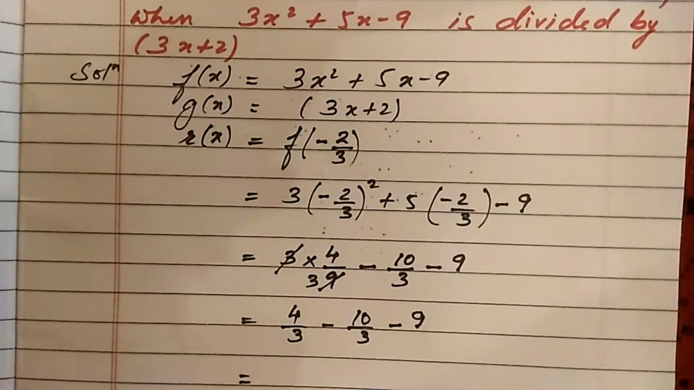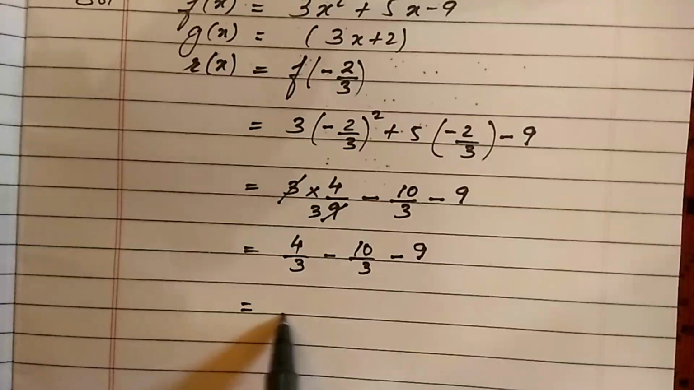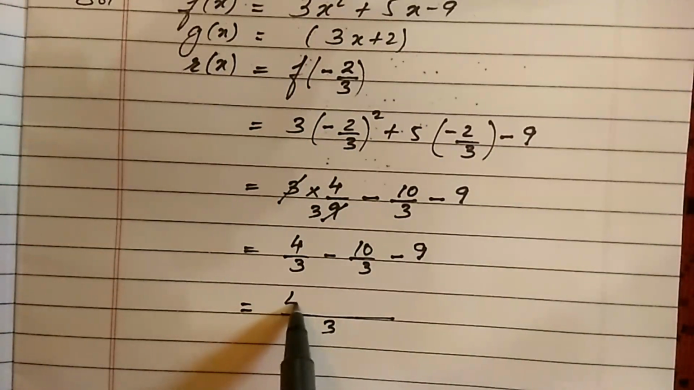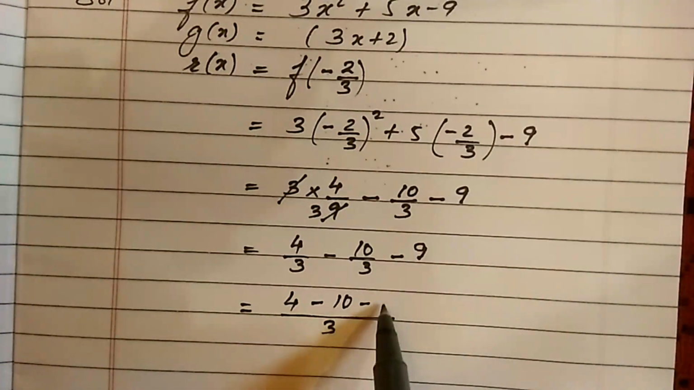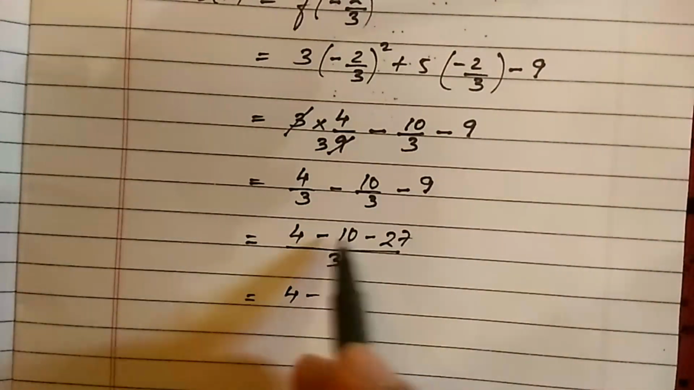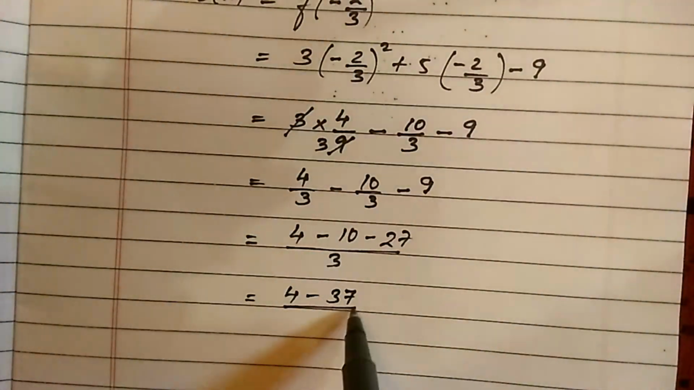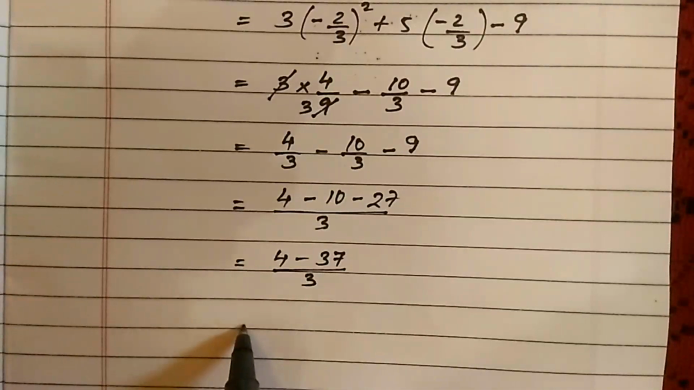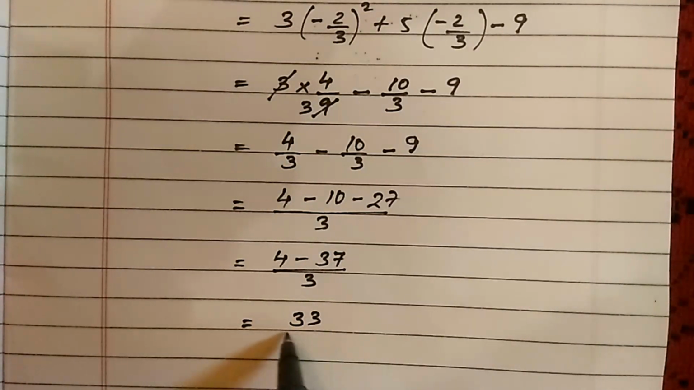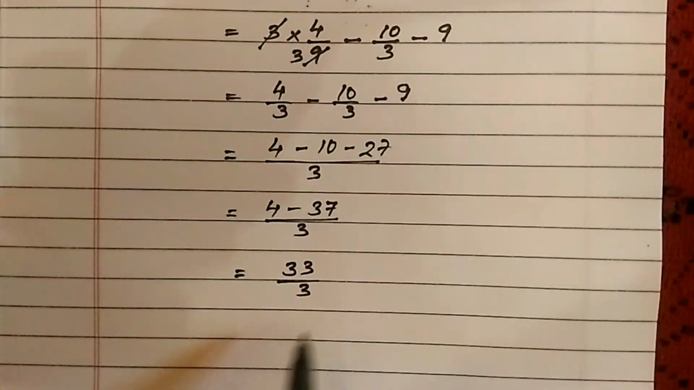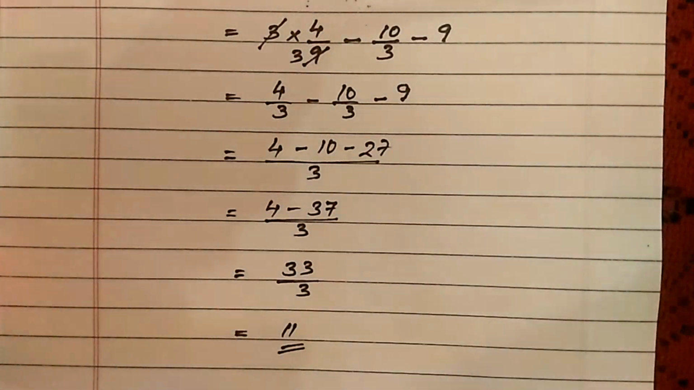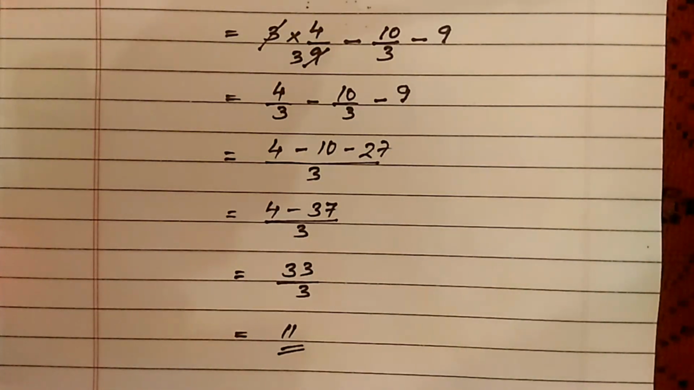Now let's take the LCM. The LCM would be 3. So you have 4 minus 10 minus 27, which is equal to, when we add the negative signs together, minus 33 divided by 3. Then when 33 is divided by 3, we get 11. So 11 is the remainder without actually dividing, by using the remainder theorem.